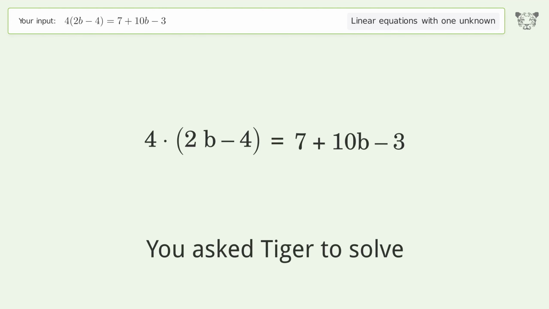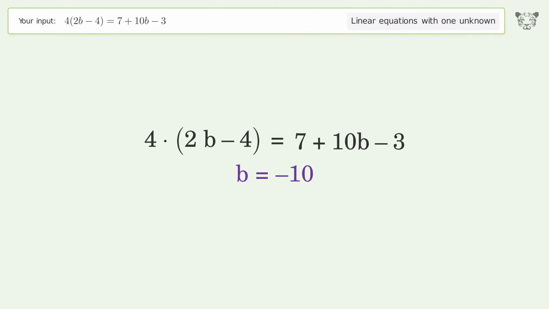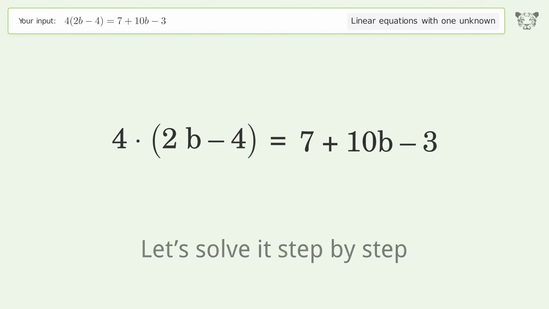You ask Tiger to solve this. This deals with linear equations with one unknown. The final result is b equals -10. Let's solve it step by step.